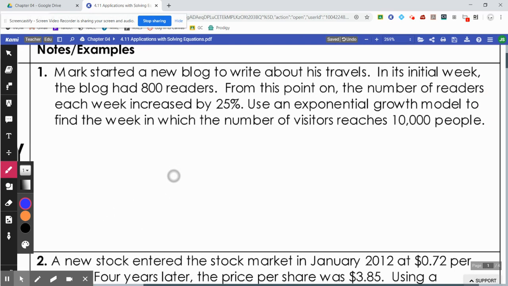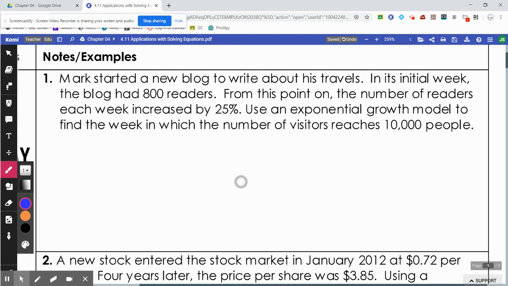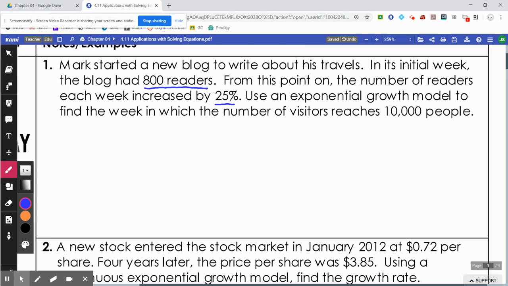It says Mark started a new blog to write about his travels, and in its initial week, the blog had 800 readers. From that point on, the number of readers each week increased by 25%. Use an exponential growth model to find the weeks in which it takes the visitors to reach 10,000 people. So first off, let's write our function f of t. We start with 800 readers, and we're growing at a rate of 25%, which is again 0.25, your r. So since it's growth of 0.25, that's going to be 1 plus 0.25 to the t power.